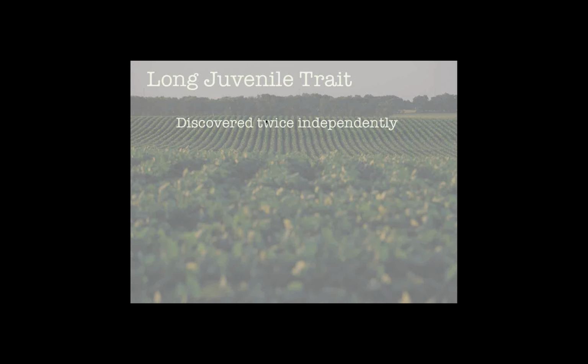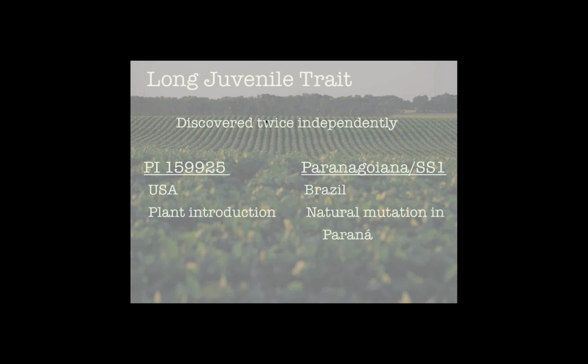The long juvenile trait was discovered twice independently, once in PI 159925, and then another time in Pranagoyana and another variety, SS1, which kind of go together. These were both observed on different continents. PI 159925 is a plant introduction line, whereas Pranagoyana and SS1 were just natural mutations in the Brazilian release variety Parana. And I was told that I don't pronounce that properly, so I apologize, Everson, for my strong American accent with your Brazilian lines.